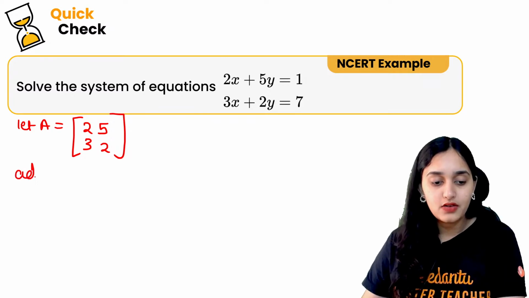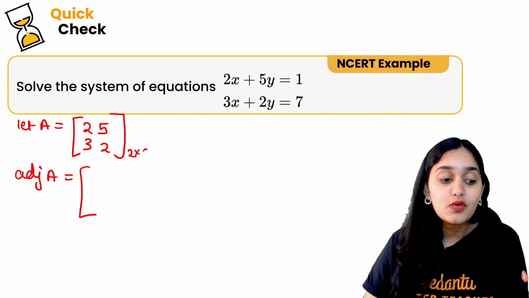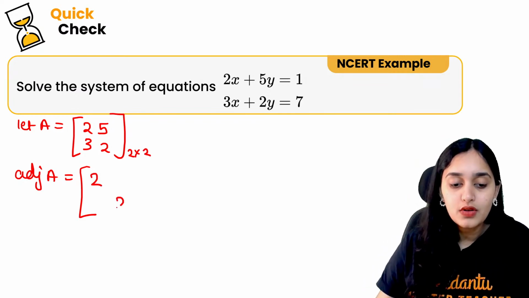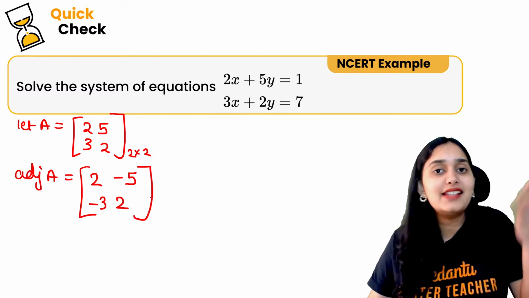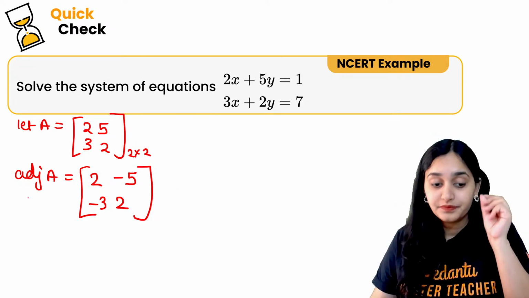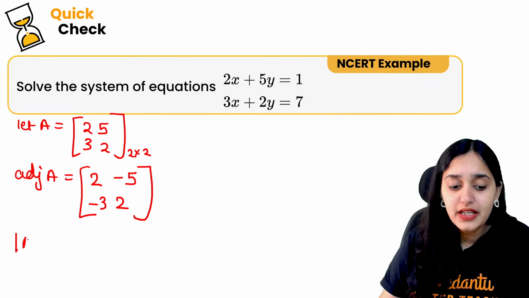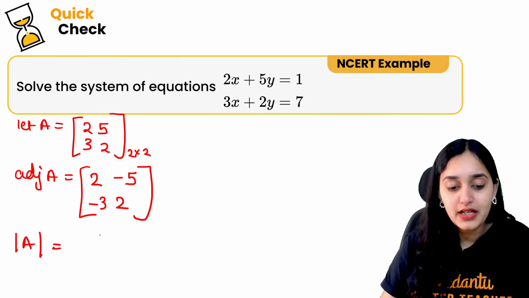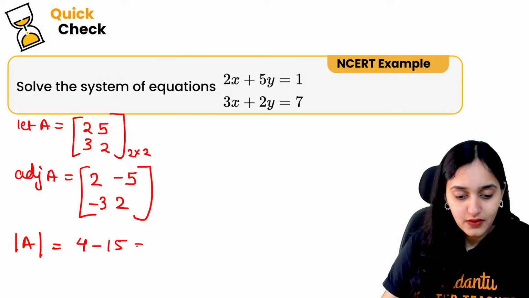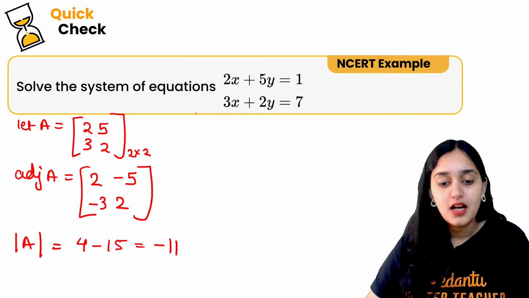So the adjoint of A matrix will be, now this is a 2 cross 2 matrix, we can apply the shortcut. Interchange the diagonal, 2, 2. Change the sign, -5, -3. That's it. That is the adjoint of the matrix, right? Now after finding the adjoint, you need the determinant of A matrix. Determinant is 2 2s are 4, -5 3s are 15. So it is -11.